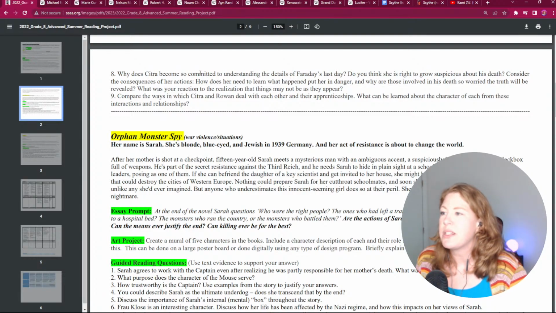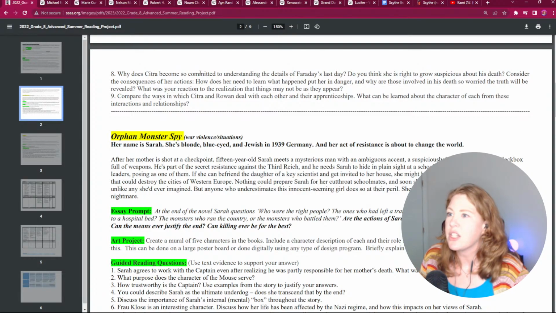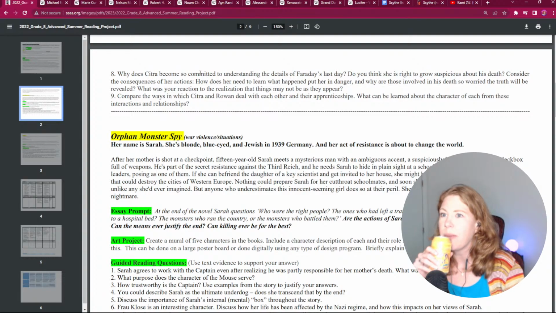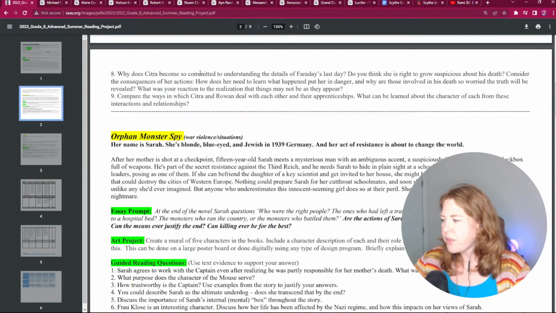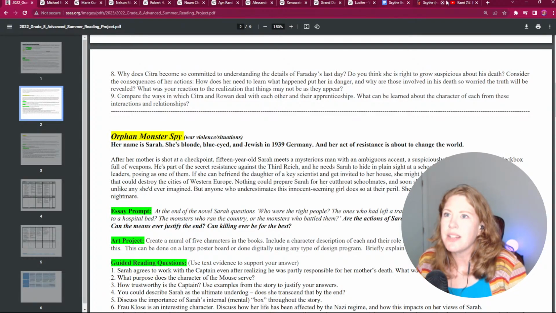Compare the ways in which Citra and Rowan deal with each other and their apprenticeships. What can be learned about the character of each from these interactions and relationships? Okay. Did my music stop already? Yes. I want to keep watching.